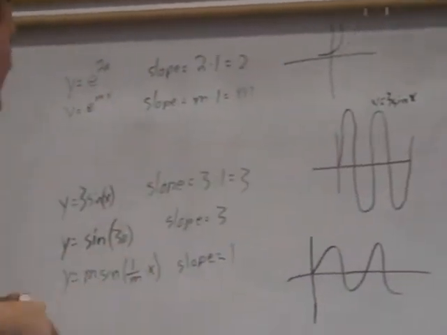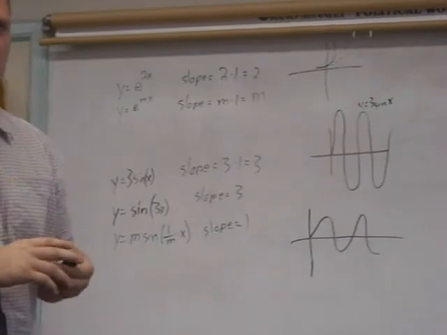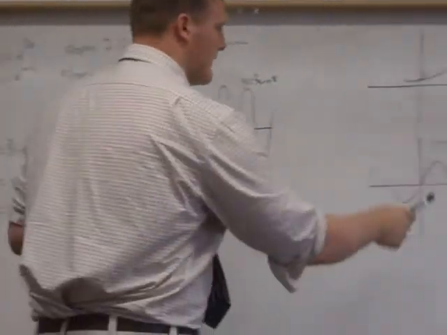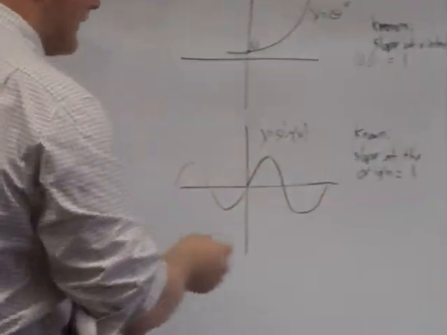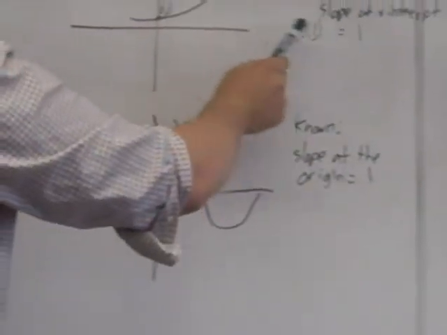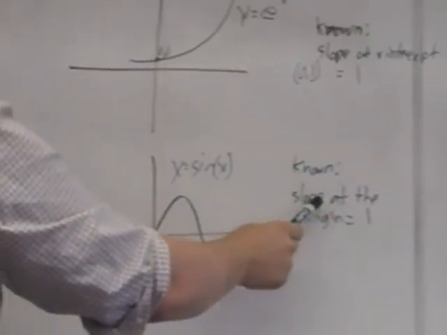Okay, and then down to the sine graph, these are very similar. When we go over here, we can see the original graph y equals sine x, and like the last one, we knew the slope at the origin right here is equal to 1.